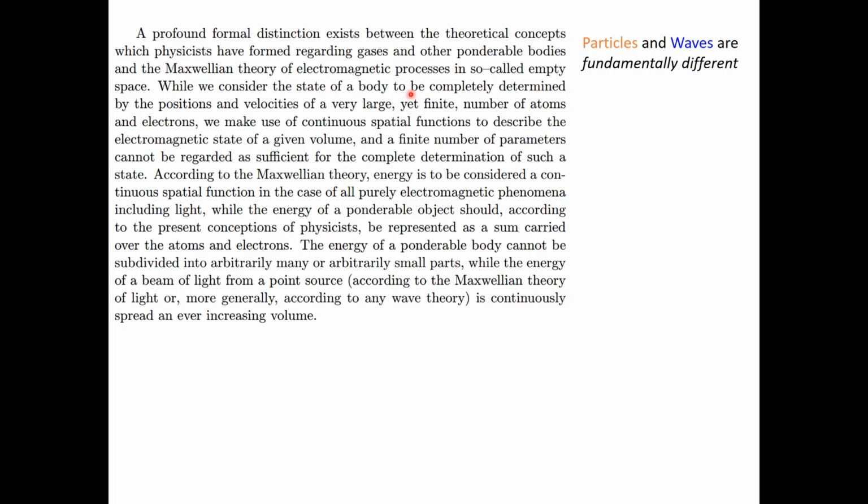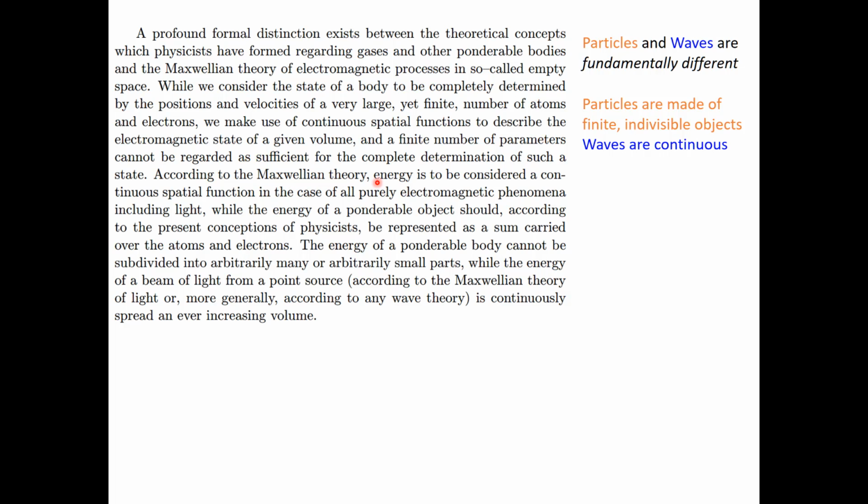While we consider the state of a body to be completely determined by the positions and velocities of a very large yet finite number of atoms and electrons, we make use of continuous spatial functions to describe the electromagnetic state of a given volume, and a finite number of parameters cannot be regarded as sufficient for the complete determination of such a state. Okay, what's he saying here? Basically, particles are made up of a very large but finite number of atoms that are indivisible, whereas waves are continuous spatial functions like sines or cosines, right?